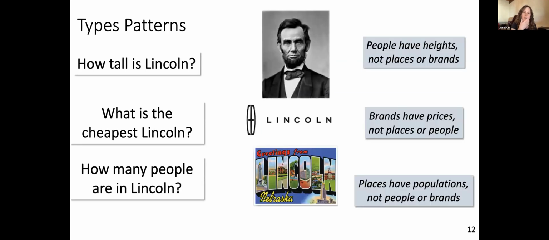Now, another pattern is what we're calling type patterns. So for example, if you had the sentence, how tall is Lincoln? Obviously, that's going to refer to the person. What is the cheapest Lincoln is going to refer to the car company. And how many people are in Lincoln is going to refer to the location, right? And this is because different textual signals are associated actually with the type of an entity. People have heights, not car companies or locations, right? Car companies have prices, but not people or cities. And so these type patterns are going to also help us understand what the right entity is in the sentence.